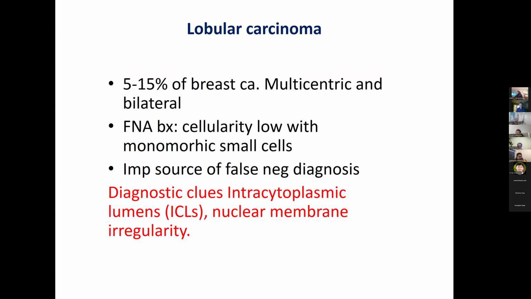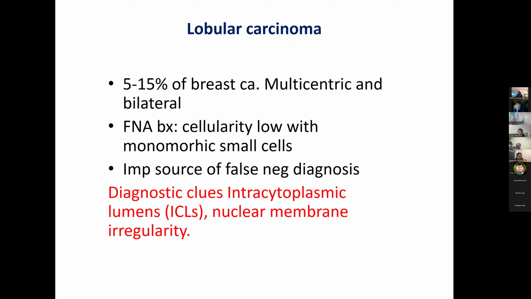So let's go to another less common entity, which is one of the special types of breast cancer, lobular cancer. It constitutes up to 5 to 15% of breast cancers. And the biopsies of lobular cancer can be very, very challenging because the cellularity tends to be low. If you remember, lobular cancers infiltrate in single file, and the stroma is also very fibrous and desmoplastic. Finding those small tumor cells in that aspirate could be a limitation. And this is one of the important sources of false negative diagnosis.